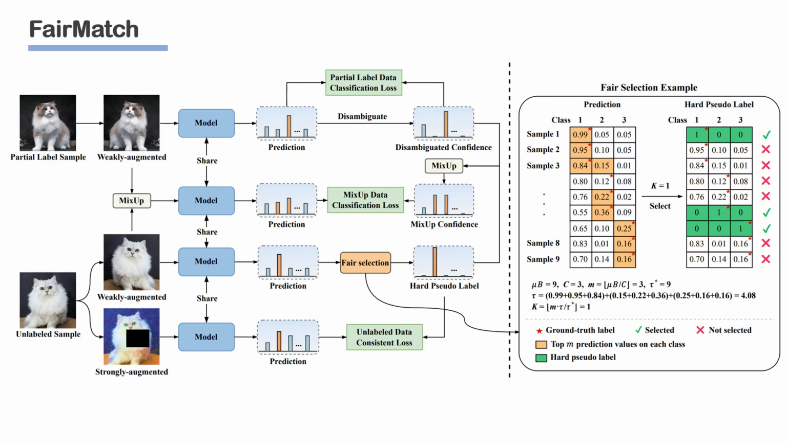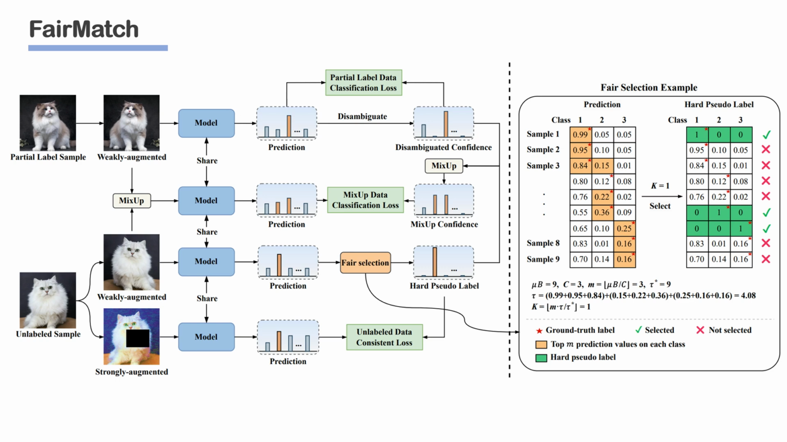In this paper, we propose a novel method, FairMatch, which adopts a learning state-aware self-adaptive threshold for selecting the same number of high-confidence samples on each class, and uses augmentation consistency to incorporate the unlabeled samples to promote partial label learning.